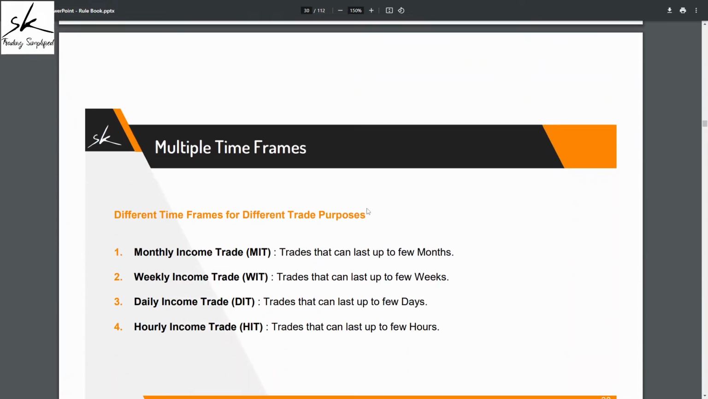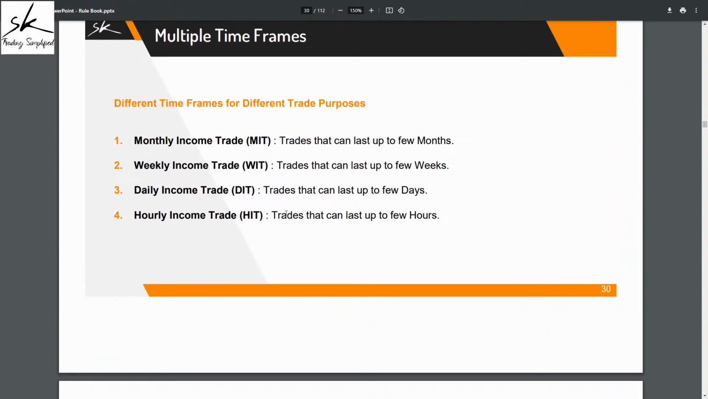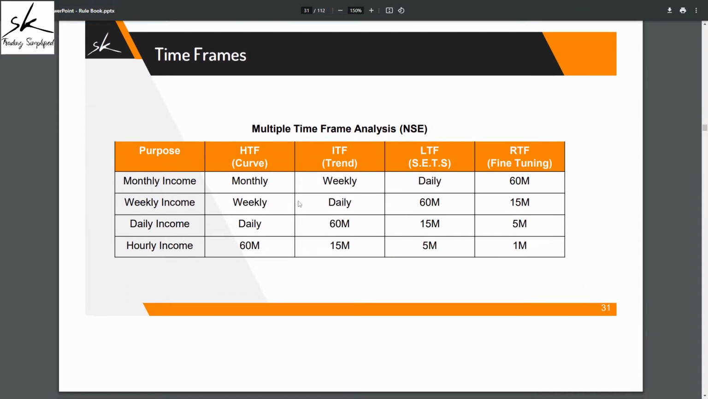Next, what are the 4 different trade purposes? We have already talked about it. What is HIT, DIT, WIT, and MIT? So now the question comes that for every purpose of trade, what will be my 4 different time frames? And we get the answer from this table.